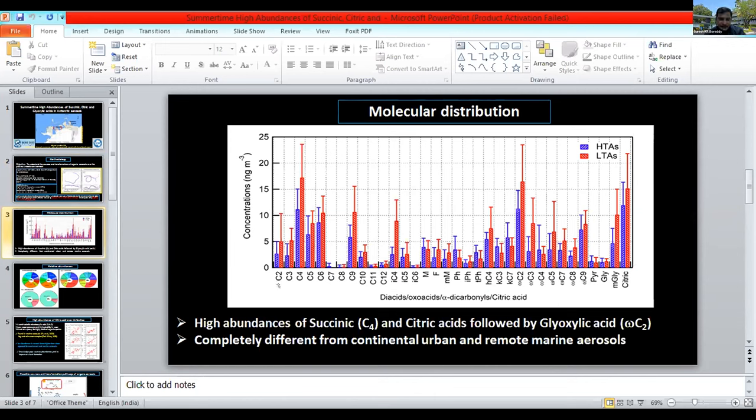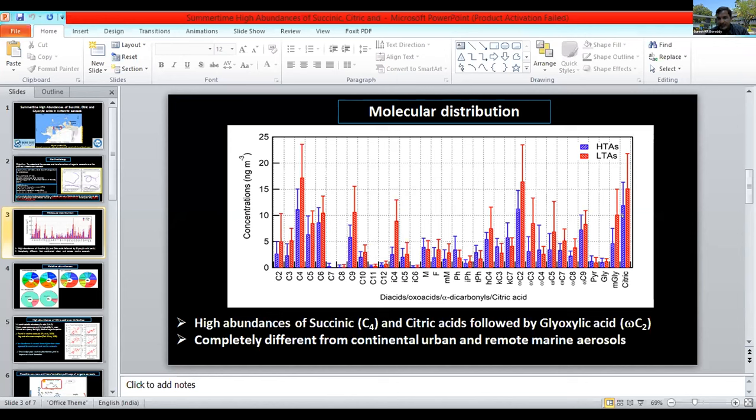You can see we measured homologous series of various kinds of dicarboxylic acids, oxo acids, and alpha-dicarbonyls, as well as the pyruvic and citric acids in the PM10 samples collected at the Bharati station, which is located in the coastal East Antarctic. You can see here the high abundance of succinic acid, high abundance of C4, as well as the high abundance of omega C2, that is glyoxylic acid, as well as the high abundance of citric acid. So far in the literature, we are unaware of the formation of citric acid over the Antarctic. Moreover, this concentration of citric acid is very high compared to the continental urban aerosols as well as the remote marine aerosols.